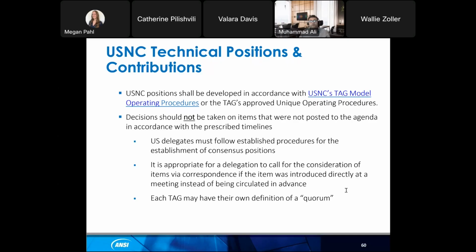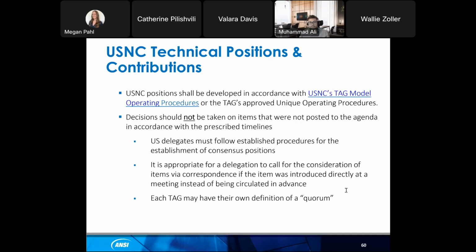Each tag may have their own definition of quorum. So this is why it's important for you to be aware of the tag model operating procedures, or if they're following their own unique operating procedures specifically, then they may have a different definition of a quorum. If you see any agenda item that was not already part of the agenda being discussed, feel free to point that out, that it was not posted to the agenda, and go through the appropriate means to point that out, through your US head of delegation and so on.